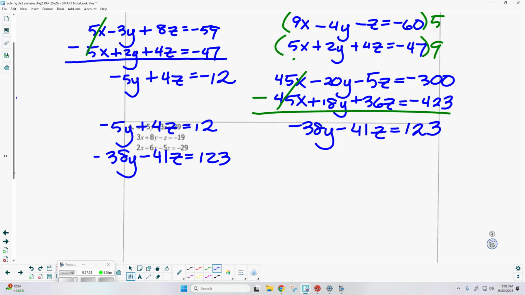Okay, how about Kareem? What would you like? You want to get rid of the y's or the z's? You want to get rid of the y? How am I going to do that? Let's multiply the top by 4. Okay. 5. Now, the way I'm doing this, we're going to have to subtract them. I could put a negative on one of these.